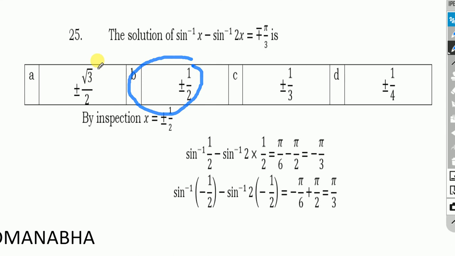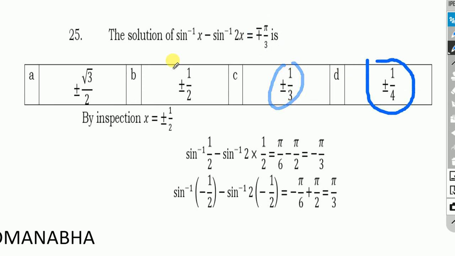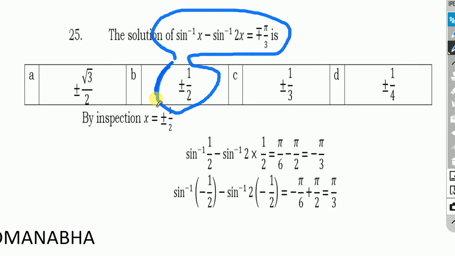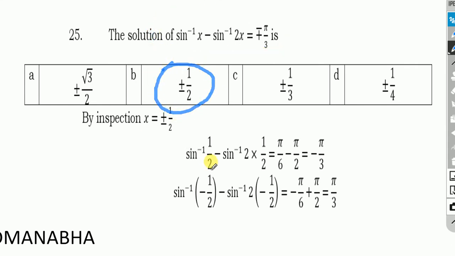You can check leisurely: when you put plus root 3 by 2 here, you will not get minus or plus pi by 3 on the right hand side. Similarly, plus or minus 1 by 3 or plus or minus 1 by 4 for x will not give us minus or plus pi by 3. The only value which satisfies the given expression is the value in option B. So therefore the answer is B.